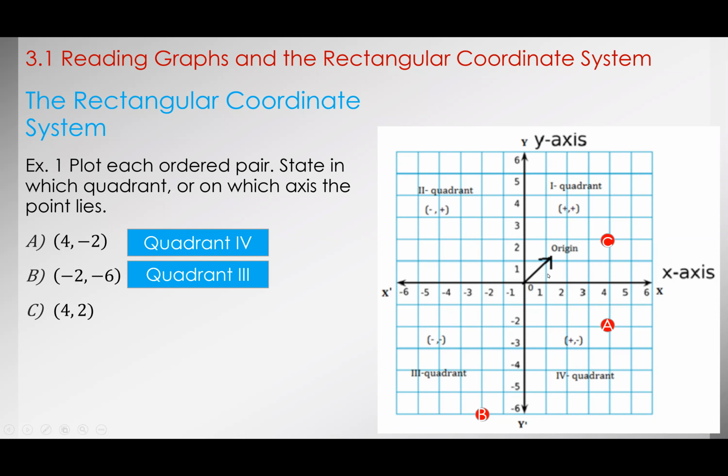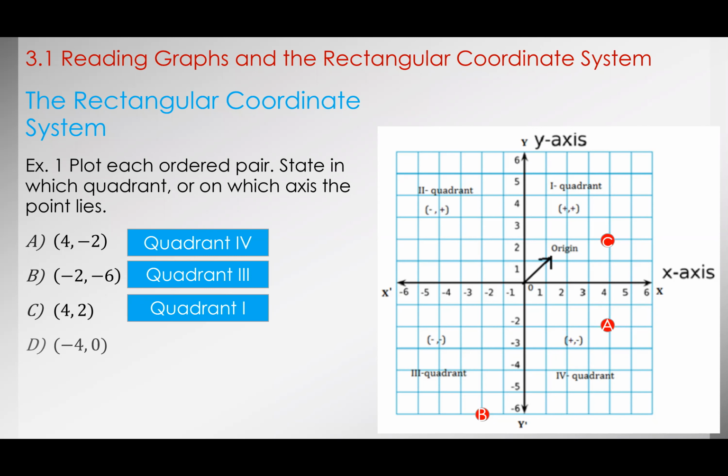Again, we always go left or right first. Do not go up or down first. That's the careless mistake a lot of people make: they go up 4 over 2. We go left or right and then up or down. Left or right, then up or down, which is what quadrant C is in. Hopefully you guys see, very easy, C is in quadrant 1.